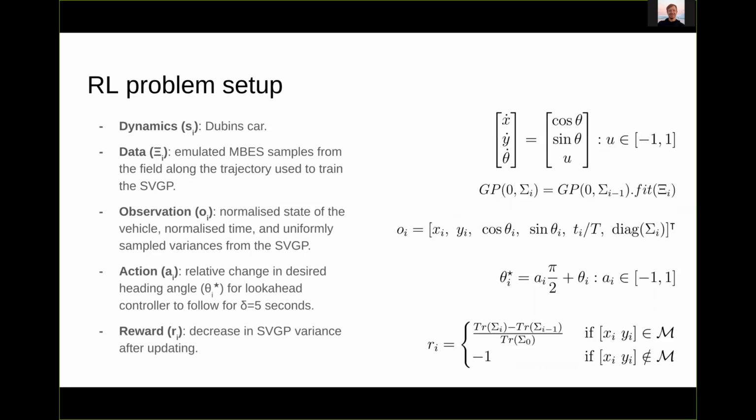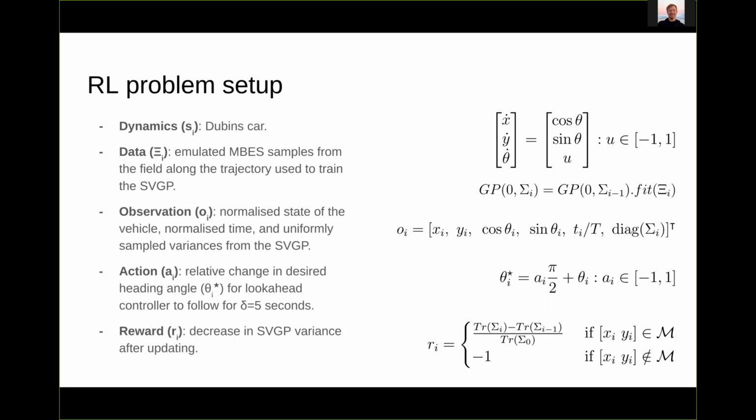In our experiment, we consider a Dubin's car model for proof of concept, which has as its action a single control input, which governs the rate of turning. The reinforcement learning agent observes the normalized state of this model, the normalized time, and a set of uniformly sampled variances from the Gaussian process. For every step, the agent chooses a heading angle for a lower level controller to follow for delta seconds, 5 seconds in our experiment. After a step, the Gaussian process is stochastically optimized on a random subset of all the prior data gathered along the trajectory, and the normalized reduction in the total predictive variance is given as the reward.